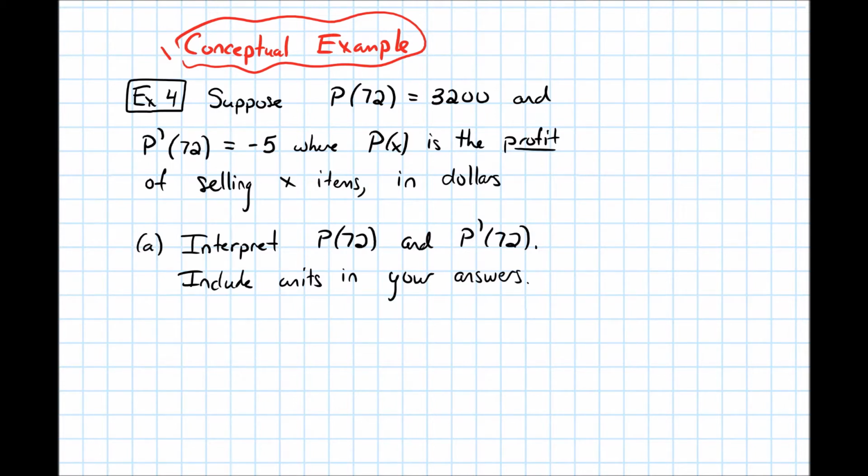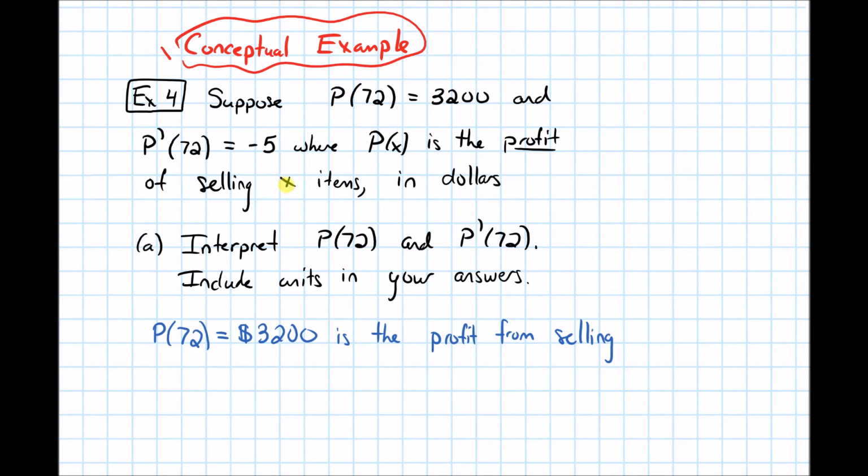All right, so let's begin with P of 72 and what that tells us. So we know that as a number, P of 72 is 3200. But what are the units of this? P is a profit function, and it tells us that we're measuring profit in dollars. So this is in dollars, $3,200. And this is the profit from selling however many items we're talking about.